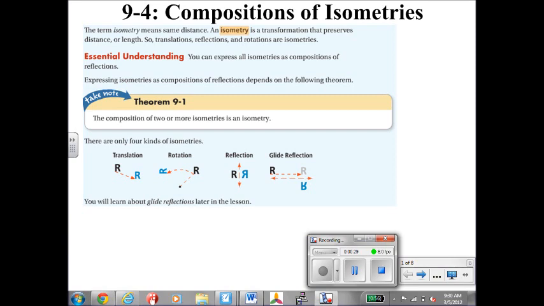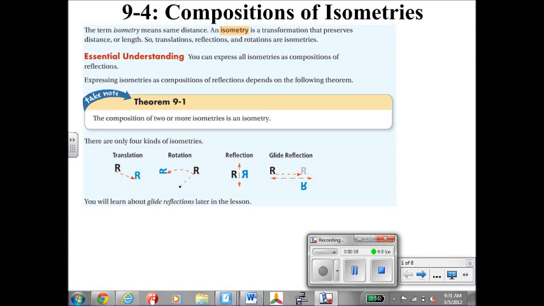Translations, reflections, and rotations are all isometries. I always want to say isometries, but that's not right. And then it tells you that you can express them as compositions of reflections. Compositions means more than one. Okay? So in Theorem 9.1, it tells you that the composition of two or more isometries is an isometry. So it says if you've got two or more of these plural things, it becomes a singular. It's a weird little deal.